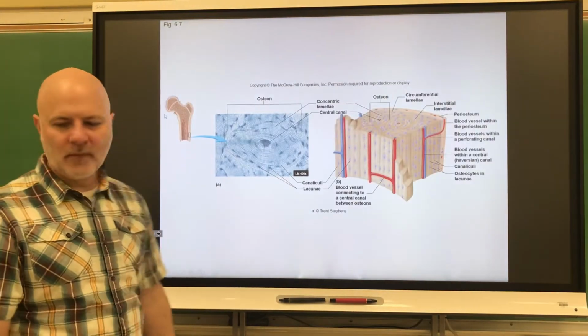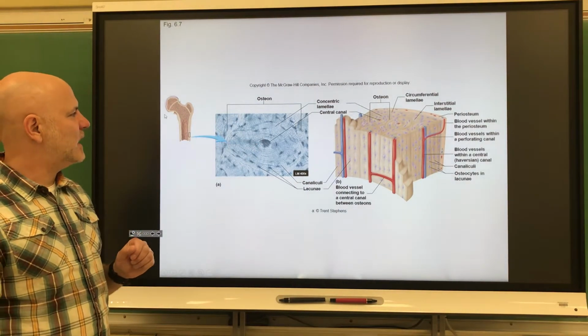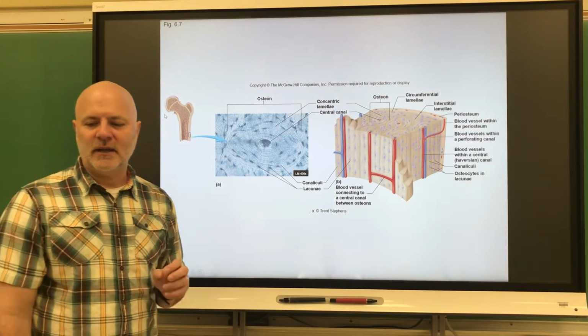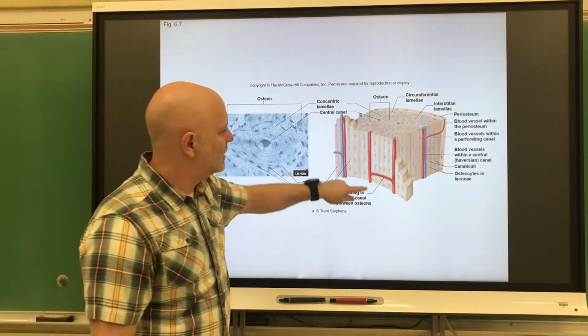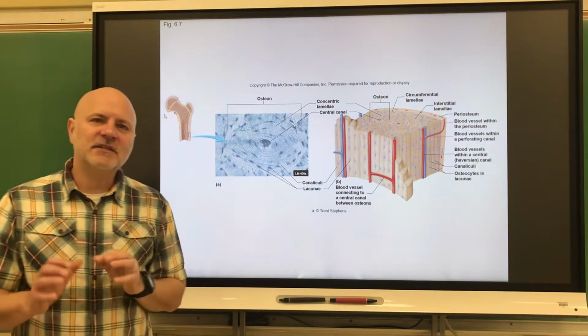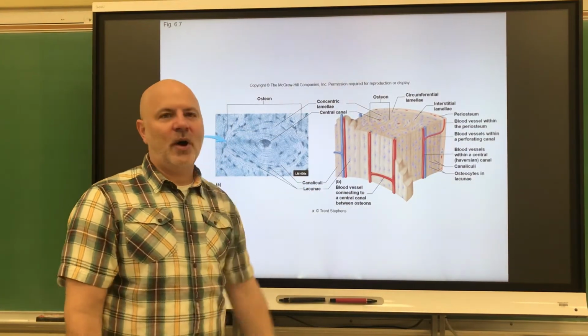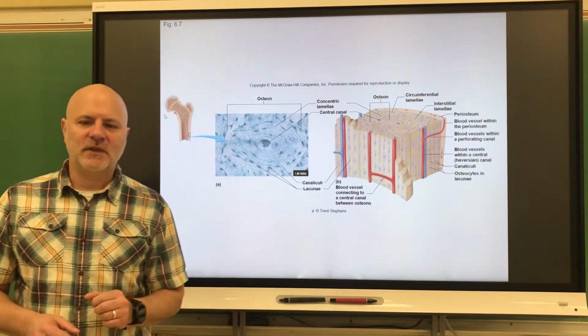brittleness. Okay, so right smack in the middle of the osteon is what is known as the central canal. So this is a tube in the osteon that contains blood vessels and nerves. Now you can't see it there, but you can see blood vessels there. And this makes bone a living material. So if we damage the bone, by having blood vessels there, we can repair that material.